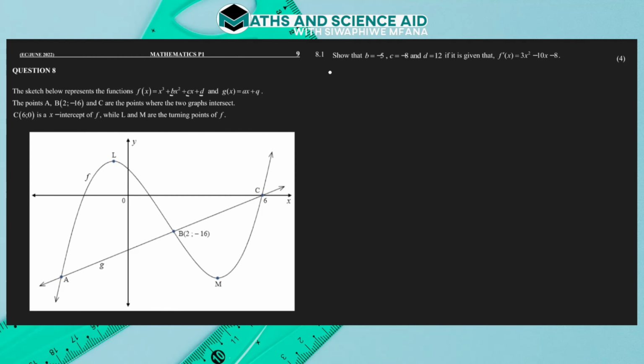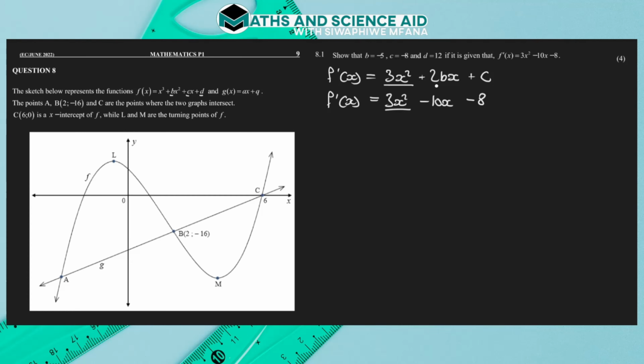So if we do that, we'll have f prime of x equals 3x squared plus 2bx plus c, right? And obviously the derivative for d will be 0. So this will be the first derivative. And now if we compare it to the derivative that they have given us, which is 3x squared minus 10x minus 8, firstly, we can already see that we have obtained the exact same first term.